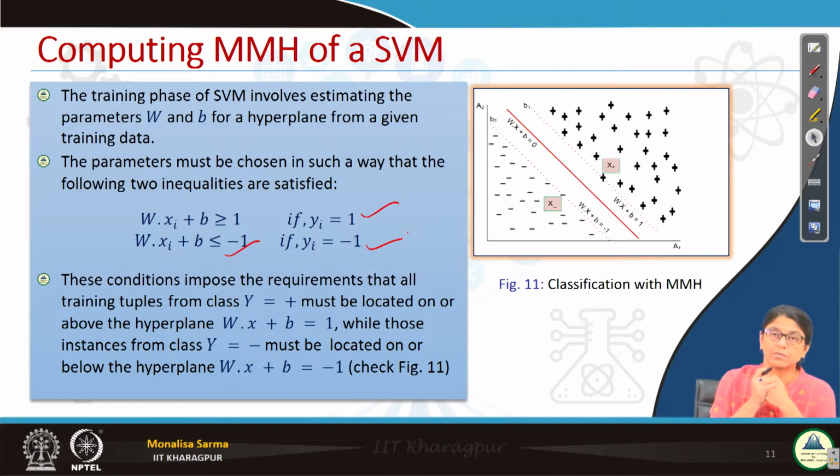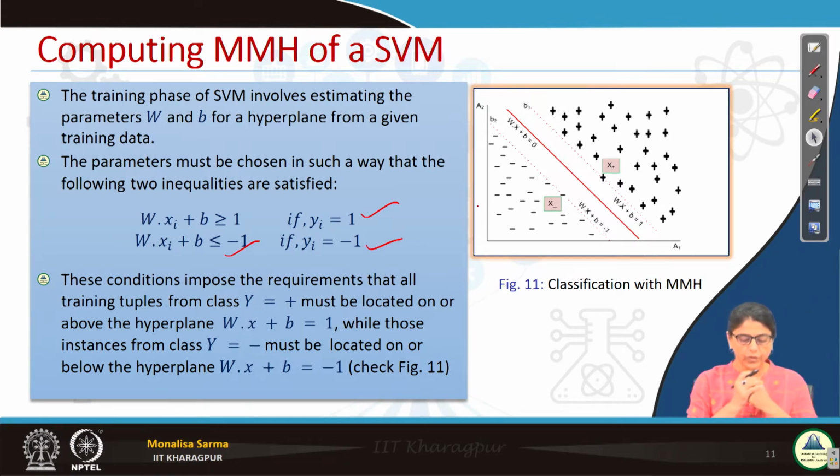Mind it, I am again mentioning we are doing this for binary classification. So one class is below the hyperplane. Below the hyperplane it should be minus 1, above the hyperplane it should be plus 1. So we have to choose the parameters in such a way that these inequalities are satisfied.